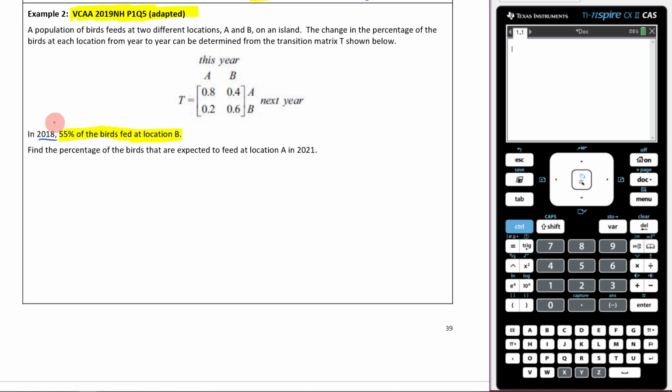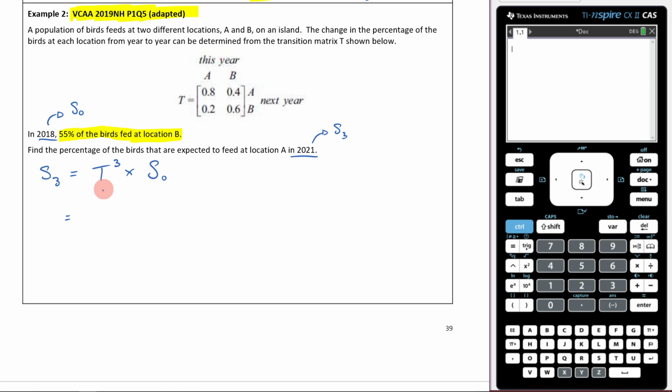So 2018, let's write here, this is going to be my starting point, S subscript 0. So I now want to find the percentage of birds that are expected to feed at location A in 2021. If I'm starting at 2018 with S0, then S1 would be 2019, S2 would be 2020, and S3 would be 2021. So I want to figure out what S3 is going to be. So I'm going to take my transition matrix, raise it to the power of 3, and then multiply it by my initial state. Okay, so now let's do that.